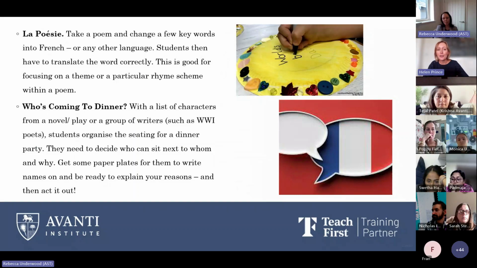Take a poem and change a few keywords into French or any other language. I think ChatGPT might do that for you, Bex. And then pupils have got to translate the word correctly, and that's not just a lesson for modern languages lessons.